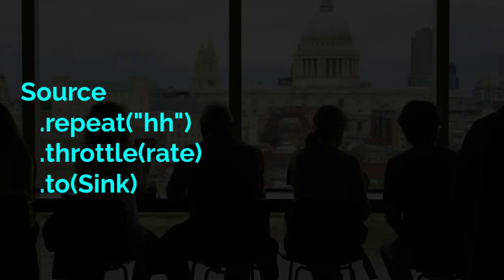Now, the way to create the most simple stream, I want to give you the basic syntax, so you see it's not that big of a deal. You just say source.repeat. In this case, we are creating a repeat of 2 characters, HH. We throttle it to emulate the real world with some rate, and we pass it to a sink.